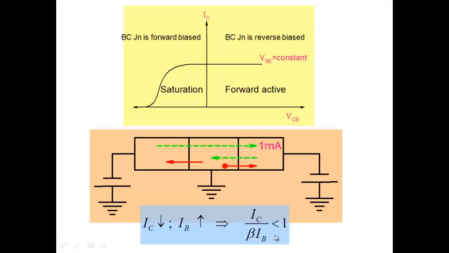How do you tell? Suppose I give you a transistor and I tell you the collector current is so much, the base current is so much. How do you tell whether it is in saturation or not? You check this condition. You check IC, you check IB multiplied by beta. Beta for a transistor is fixed. So IC by beta IB, you check whether it's less than 1 or equal to 1.